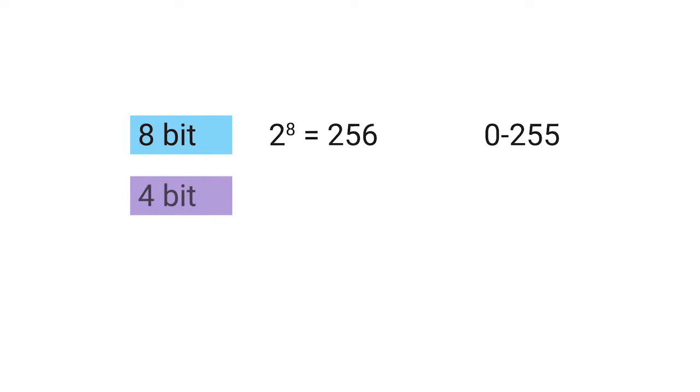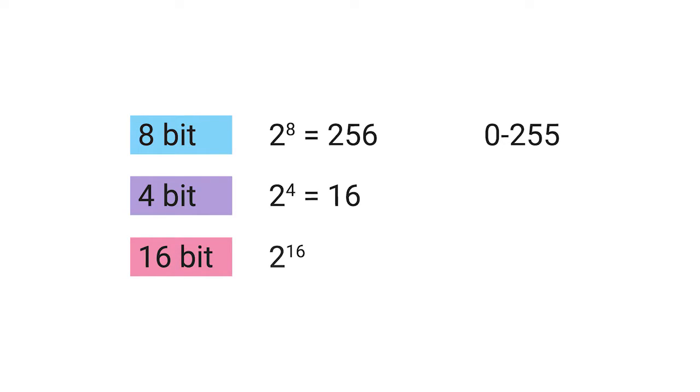A 4-bit number would be 2 to the power of 4, or 16 total numbers. A 16-bit number would be 2 to the power of 16, or 65,536 numbers. In order to tie this back to what you might already know, this trick doesn't only work for binary. It works for any number system. It's just the base changes.